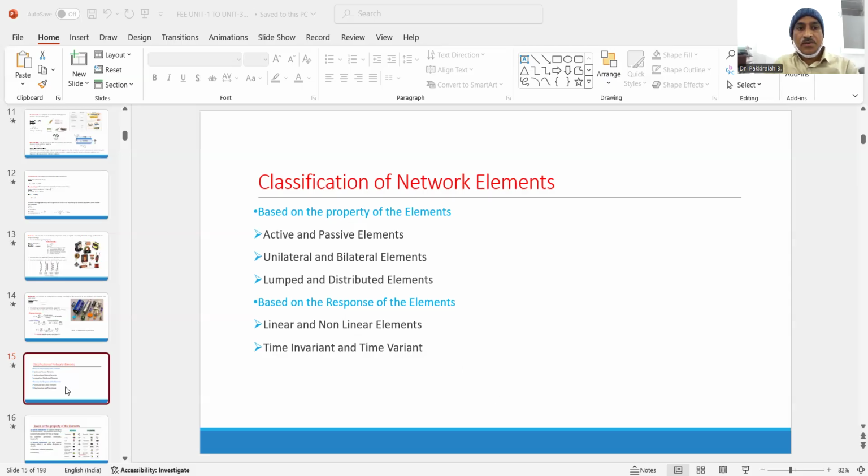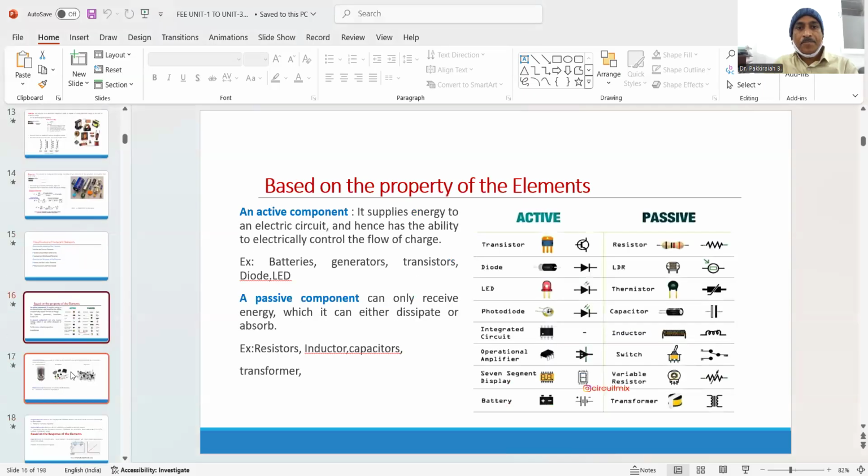So first we will go based on the property of the elements. So active elements and passive elements. Active elements are the elements which have the capability or ability to generate the energy by themselves, called active elements. Example like batteries, generators, transistors, etc.